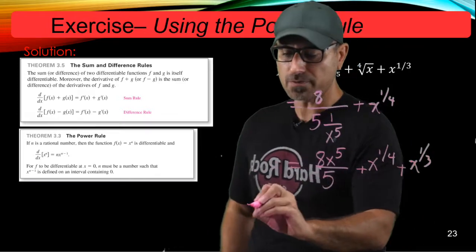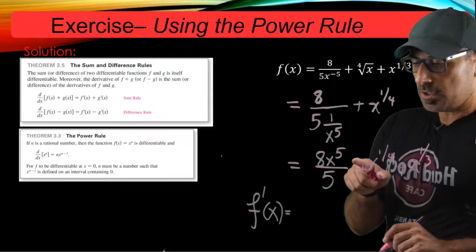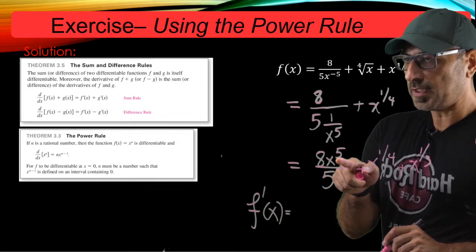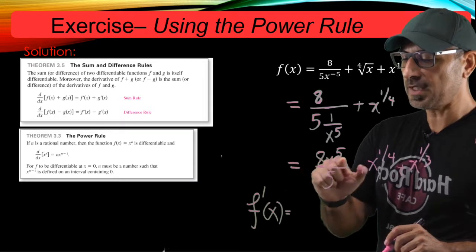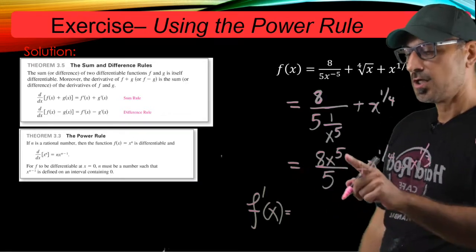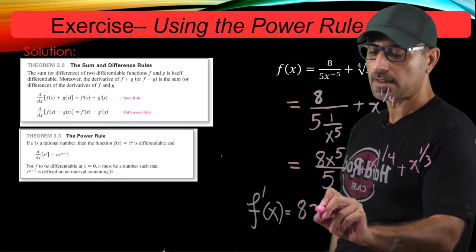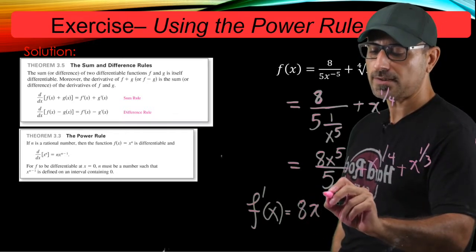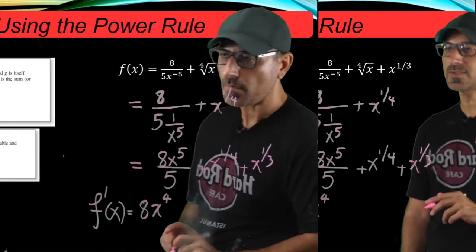So f prime of x, which is the derivative of f. Here, the exponent is 5. I'm going to multiply this function by 5 and subtract 1 from the power. So 5 times 8 over 5 is going to be 8, and you subtract 1 from the power of x, so you have x to the 4th. So that is the derivative of that piece.